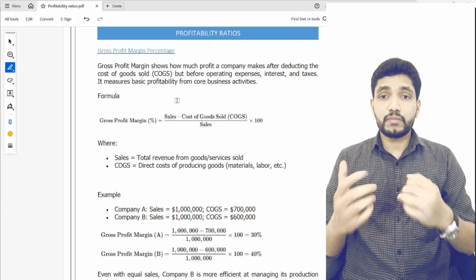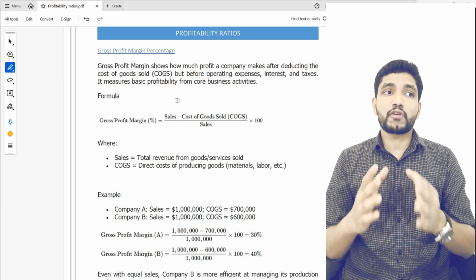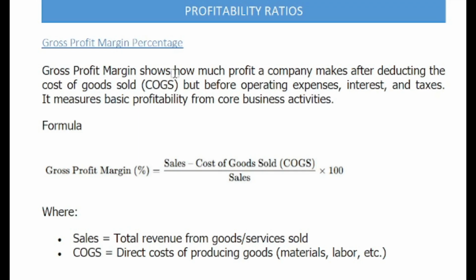The first one is the GP margin or GP ratio, gross profit margin. Gross profit margin shows how much profit a company makes after deducting the cost of goods sold. As we know, gross profit is sales minus cost of goods sold. So the GP margin or GP ratio shows how much proportion of profit is generated when compared to its sales.